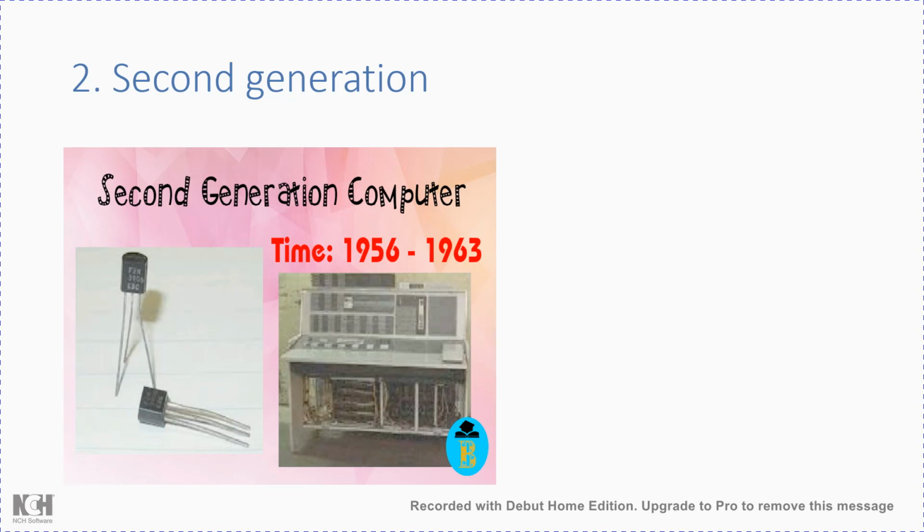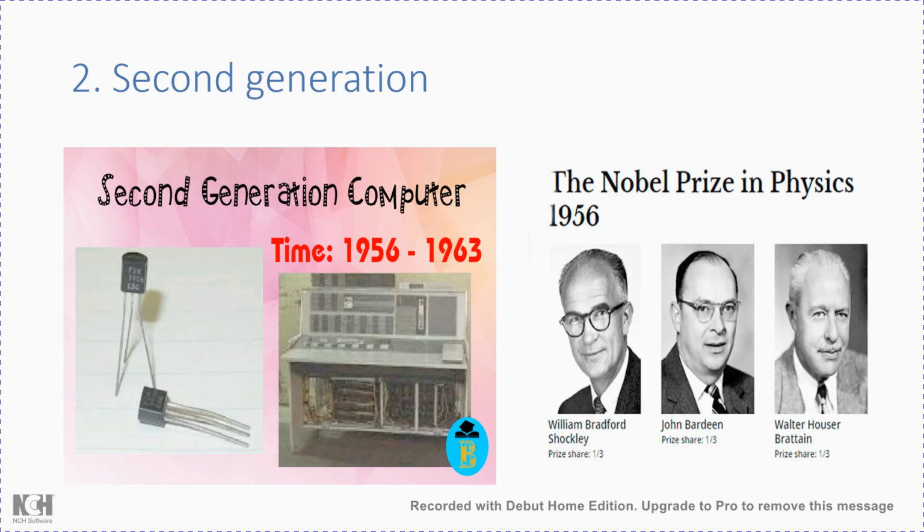That means second generation computers used the transistor, and it depended on logic circuits. A very noted point is that the transistor was invented by Shockley, Brattain and Bardeen in 1947, for which they won the Nobel Prize, and it is very appreciable.